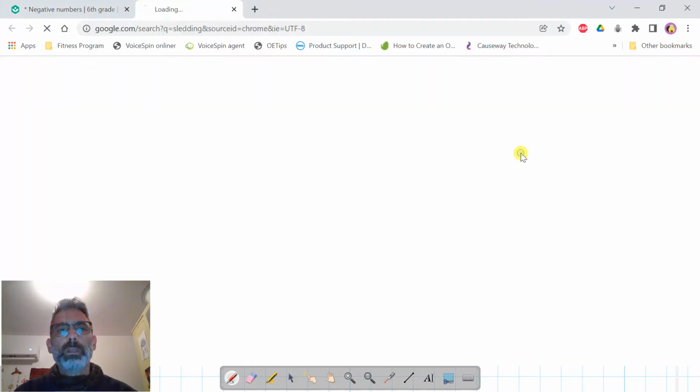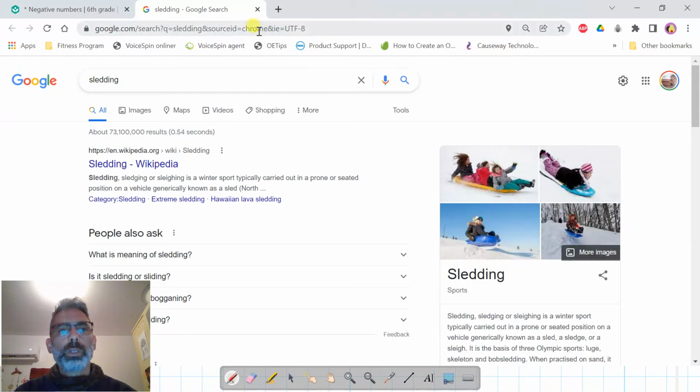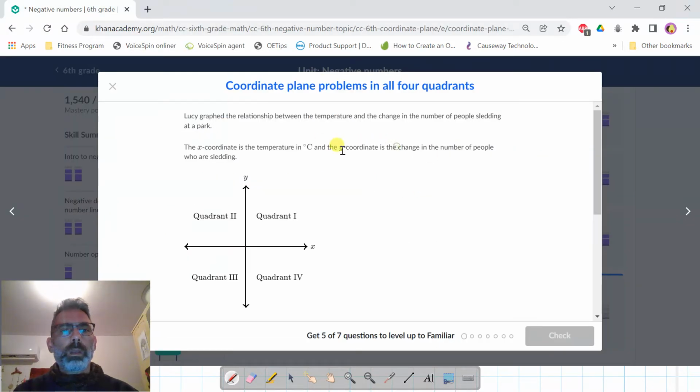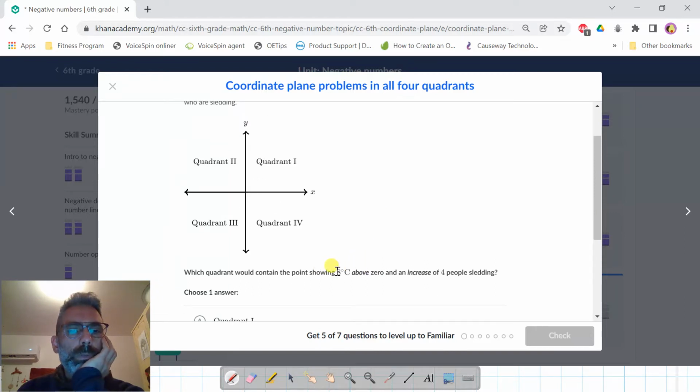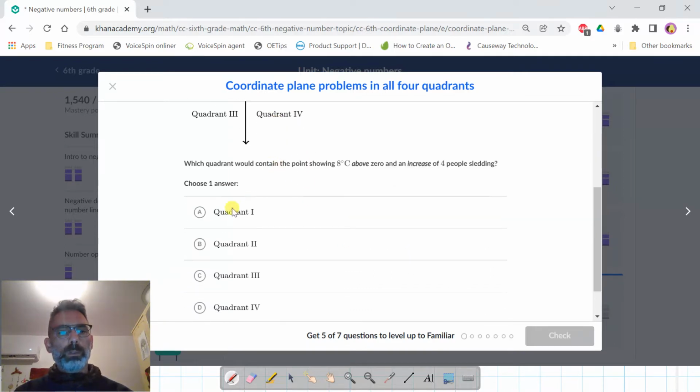Sledding, but I fail to see the logic if the temperature is 8 and an increase, okay. But that's for sledding, you need a lower temperature. Okay, so anyway, we are in quadrant 1.